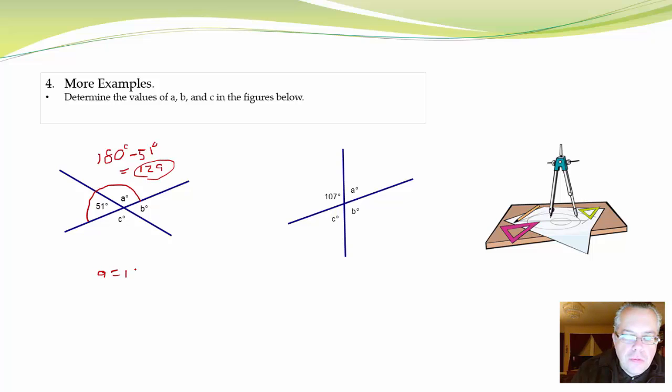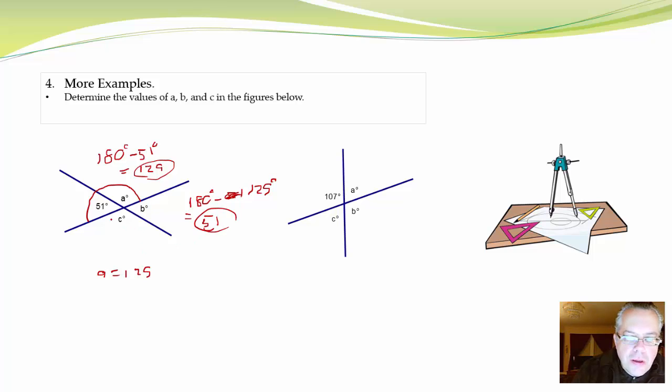So A equals 129. Now, to get B, angles A and B together form this straight line. So all we have to do is 180 minus 51, minus 129, because that's the measure of A. And we get, let me see, we get 51.